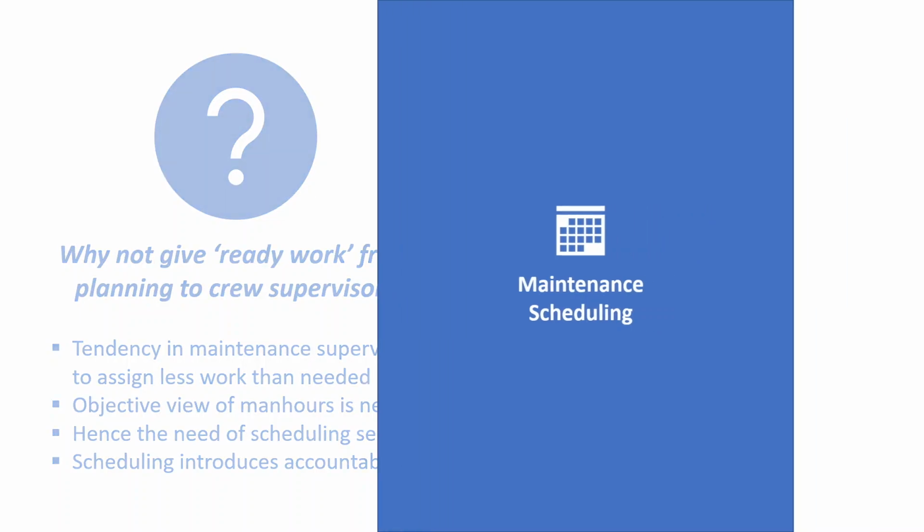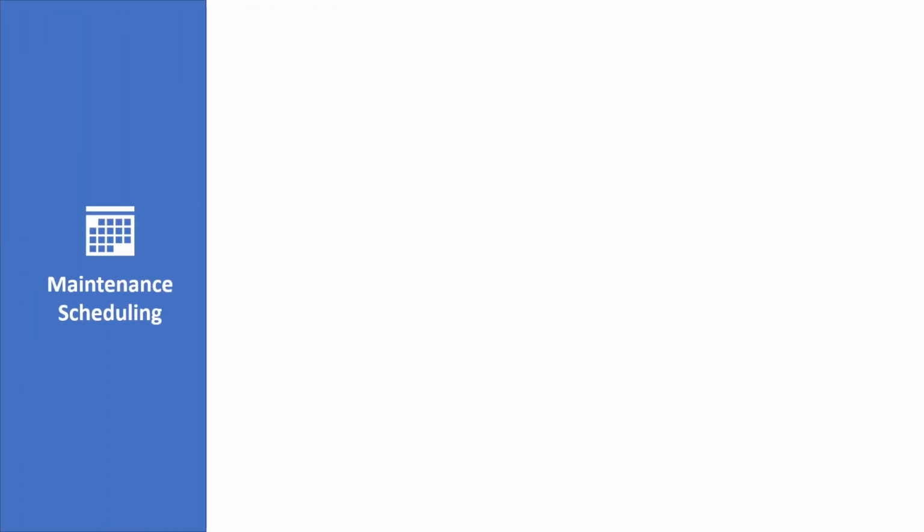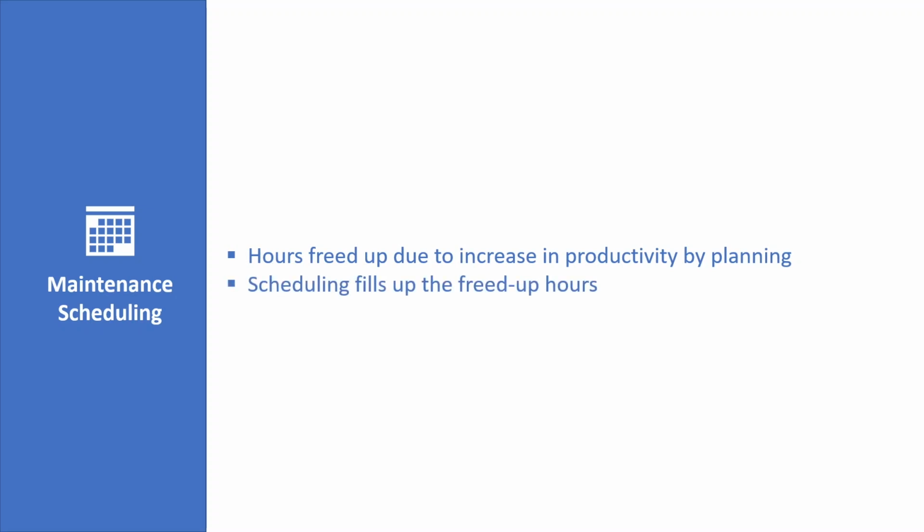Without proper scheduling, the hours freed up due to increased productivity by maintenance planning would simply go to waste. It is maintenance scheduling that ensures that the hours freed up by planning are filled up with work. Otherwise, wrench time wouldn't increase because no more work was assigned in the freed up hours.